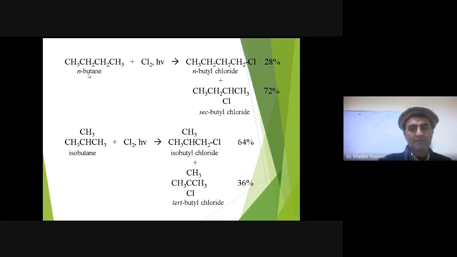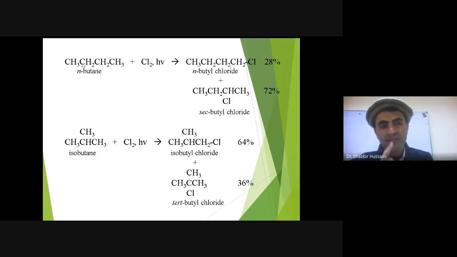If you see here, N-butane, again there are two types of carbons. One is primary carbon and another is secondary carbon. The terminal carbons are called primary carbon because the terminal carbon is directly bonded with one carbon.